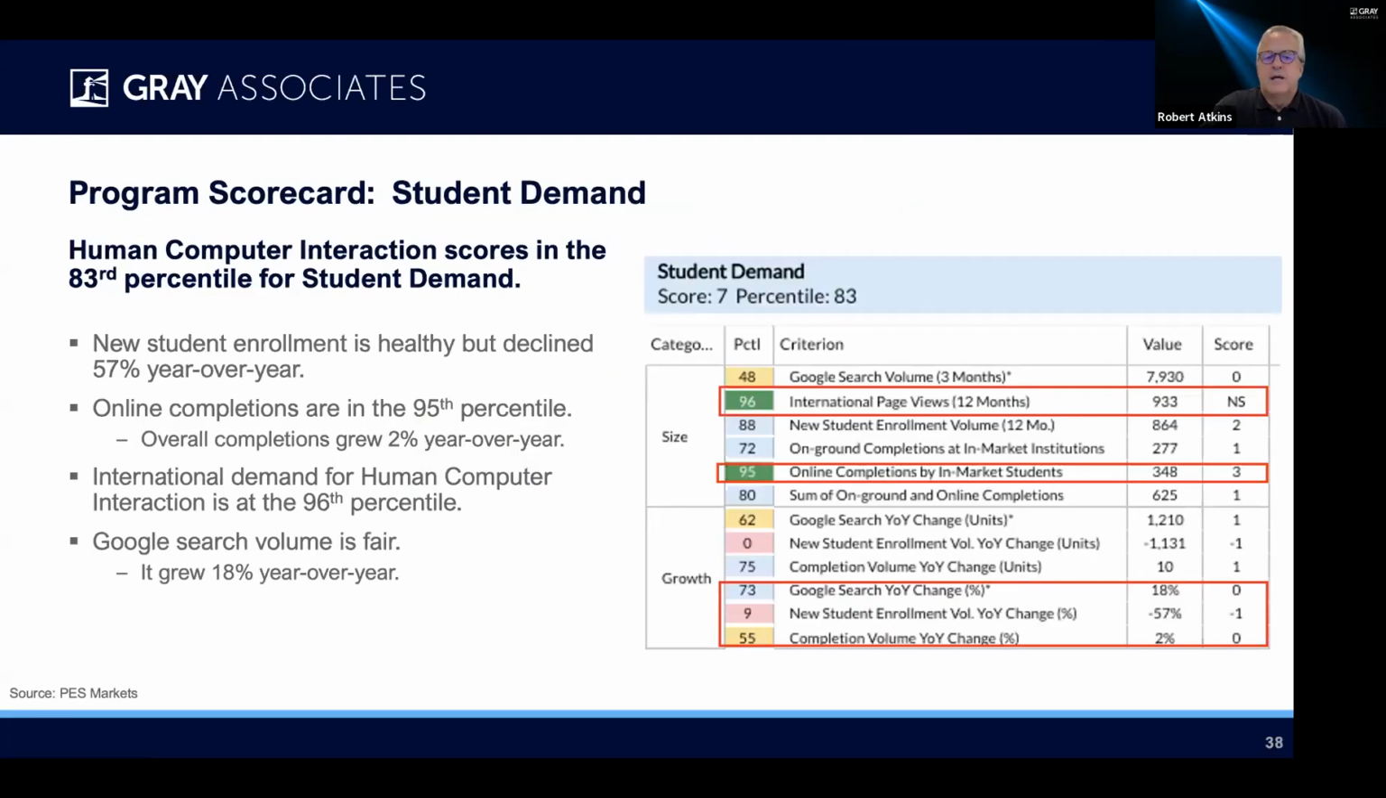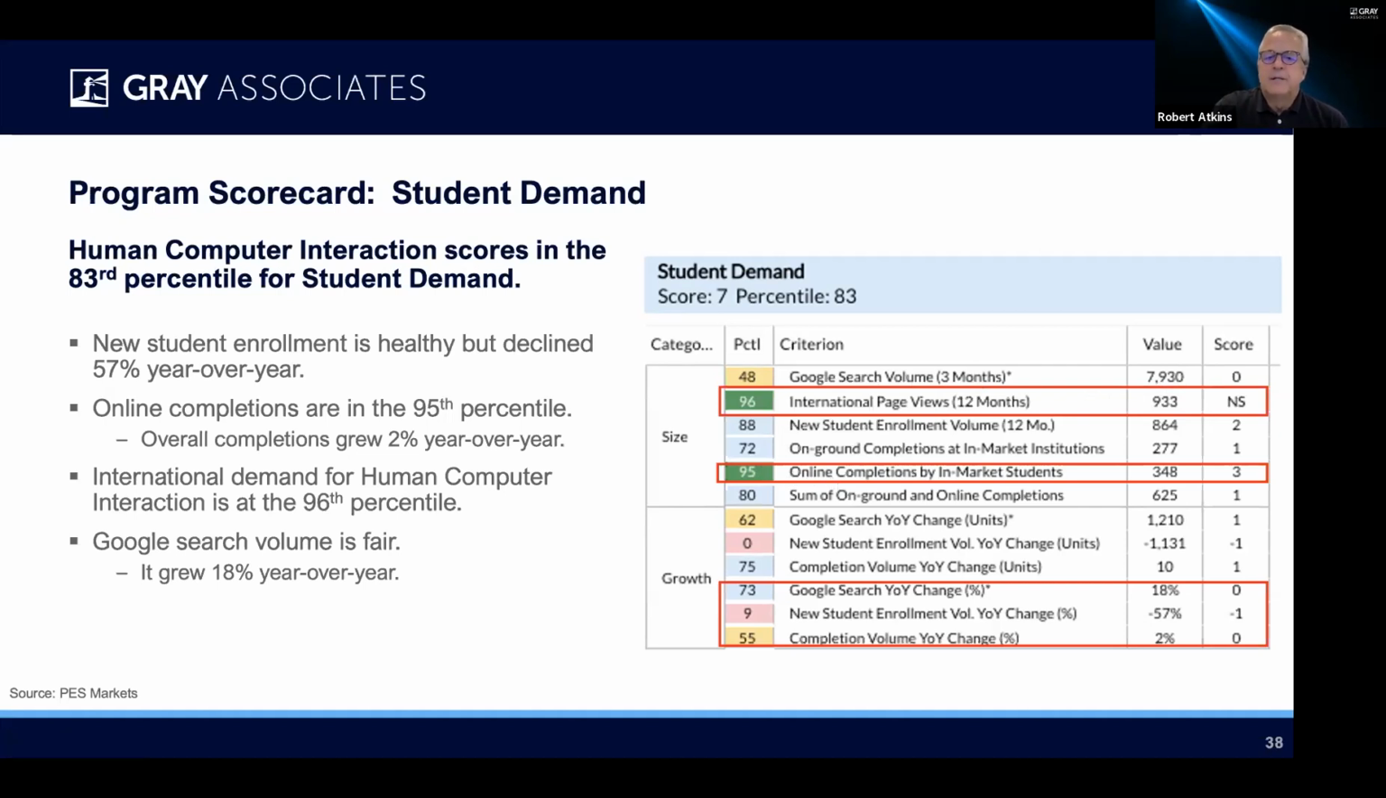So HCI, student demand is good. Now, notice I didn't say great. We've got one metric here that's really very good in the dark green, international. Google search is average at the 48th percentile, with 7,930 Google searches in the prior 3 months. New student enrollment volume is good, 88th percentile. On-ground completions only 72nd. Online is actually pretty robust here, 95th percentile in online completions by in-market students.